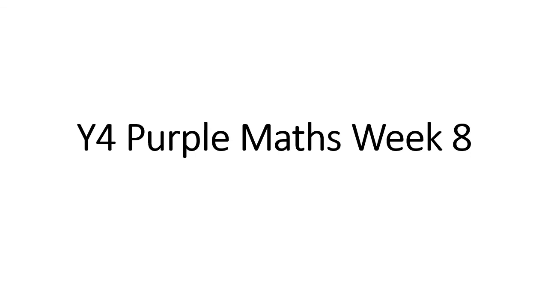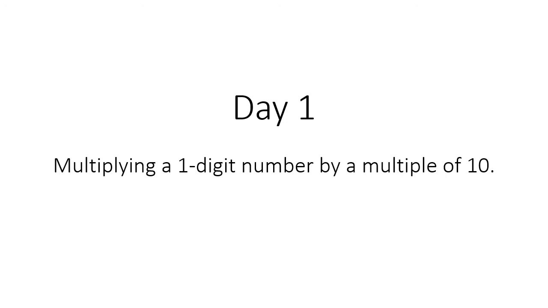Last week we did multiplication of our 3s, 4s, and 8s times tables, and this week we're going to be moving on to column multiplication, and it's going to involve doing 2 digits times 1 digit, okay? We'll start this week, before we move on to column multiplication, by learning to multiply a one-digit number by a multiple of 10.